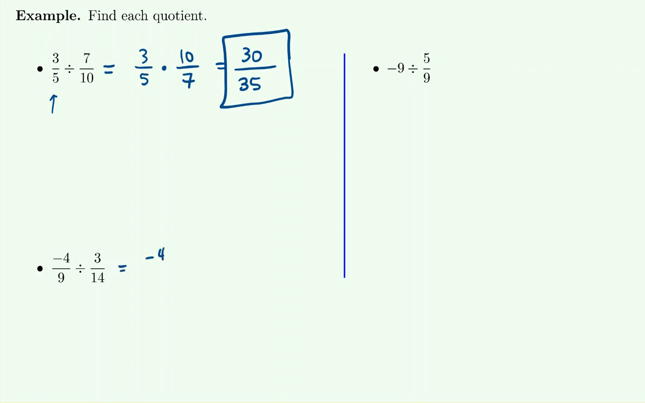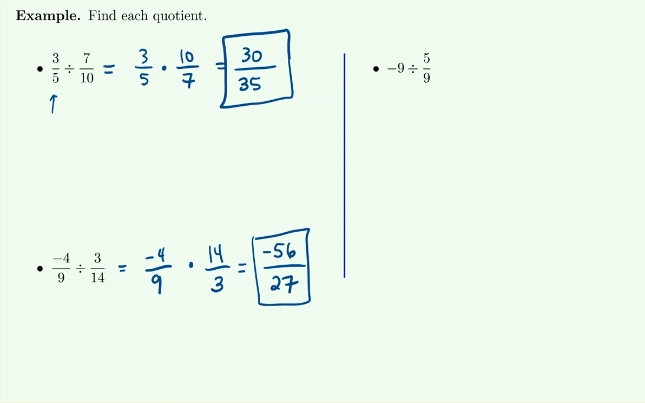Keep the first fraction, we see this is a -4. Change the sign, flip the next fraction, and that would give us top times top divided by bottom times bottom, -56/27.